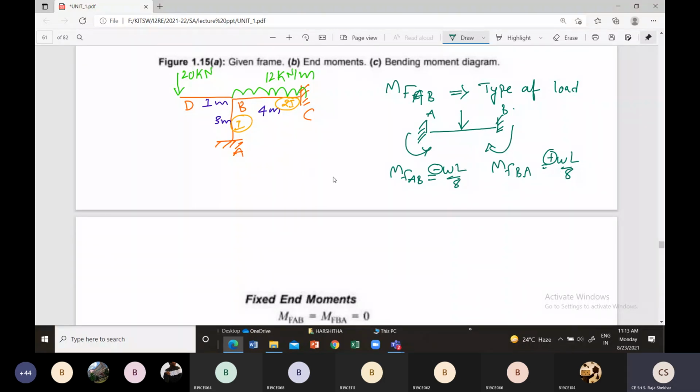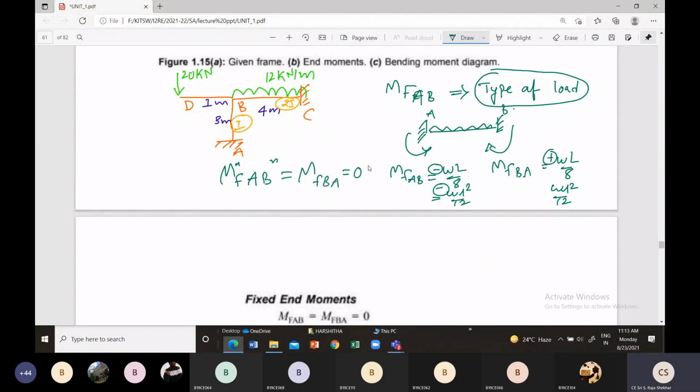If it is a uniform distributed load, then it is WL square by 12 with a negative sign, and WL square by 12 with a positive sign. So we can conclude that MFAB depends upon the type of load. You see, for member AB there is no load. External load is not there. So MFAB and MFBA will be equal to 0. Fixed end moment due to loading will be equal to 0.